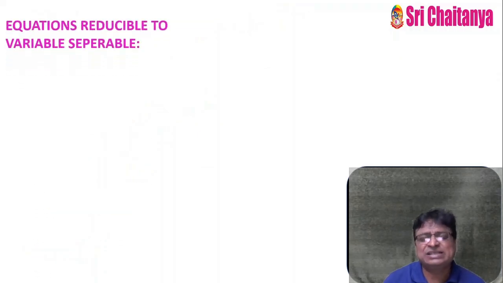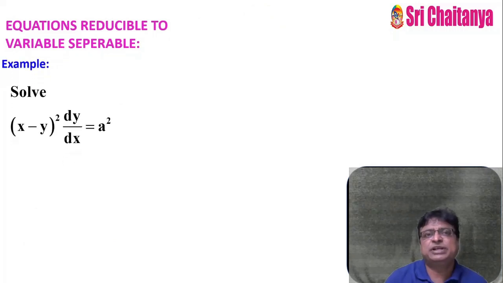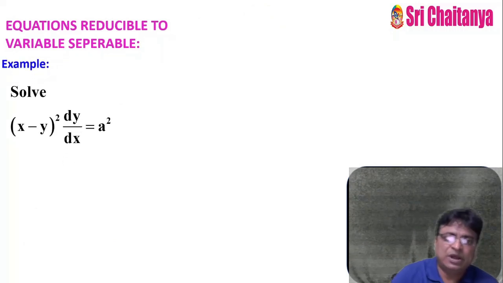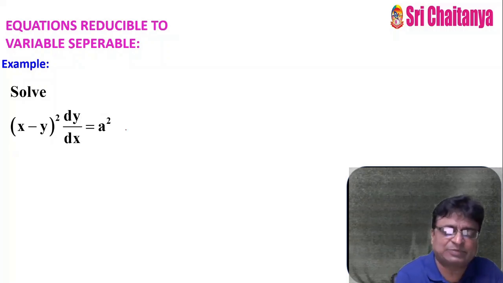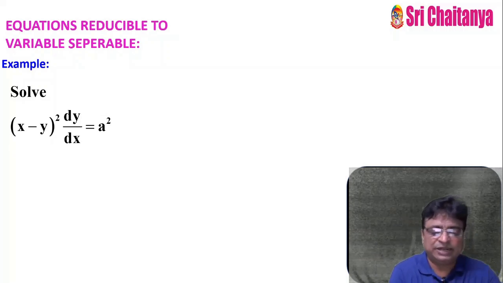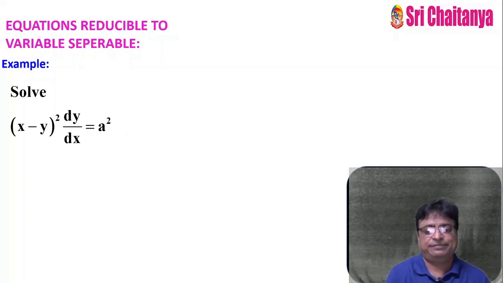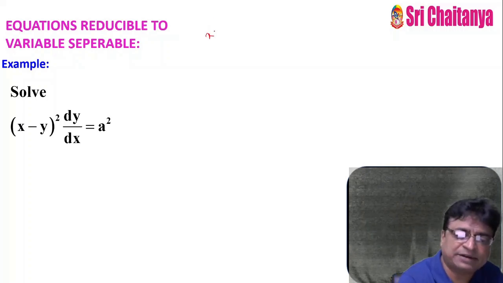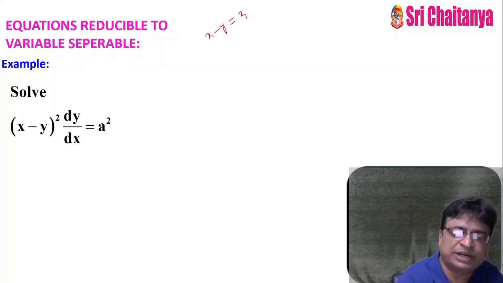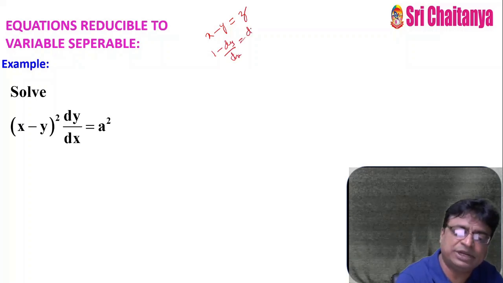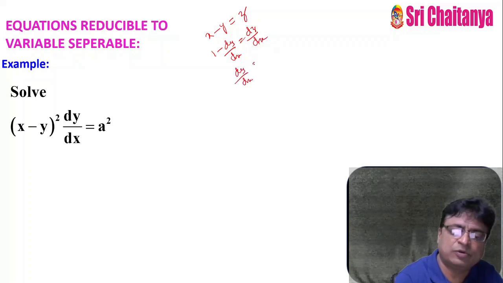My friends, like this, and here it is C, equations reducible to variable separable. Actually, if I expand this x minus y whole square, it is not possible for me to separate all x terms with dx and all y terms with dy. That's why the disturbing factor here is x minus y, so let it be z, say. So differentiate this on both sides with respect to x. 1 minus dy by dx equal to dz by dx. So dy by dx equal to 1 minus dz by dx.